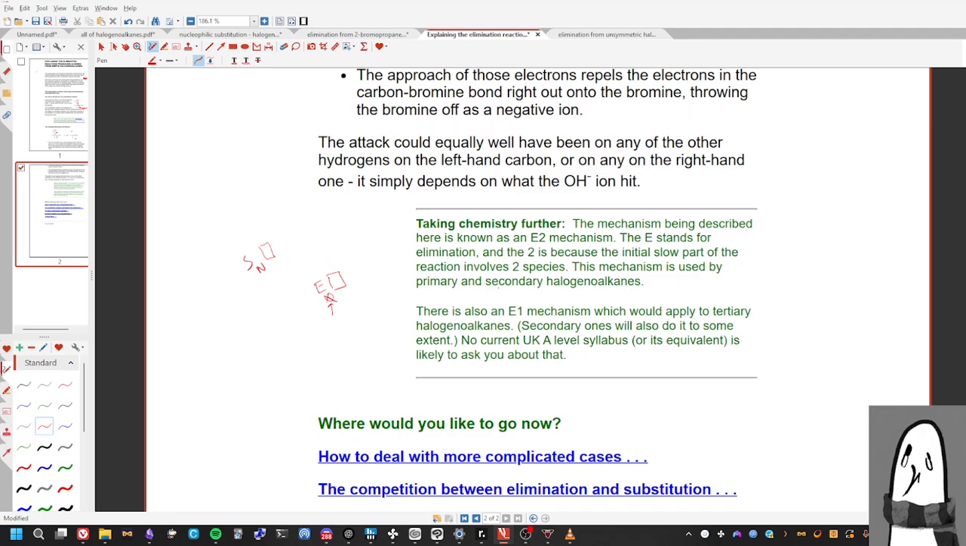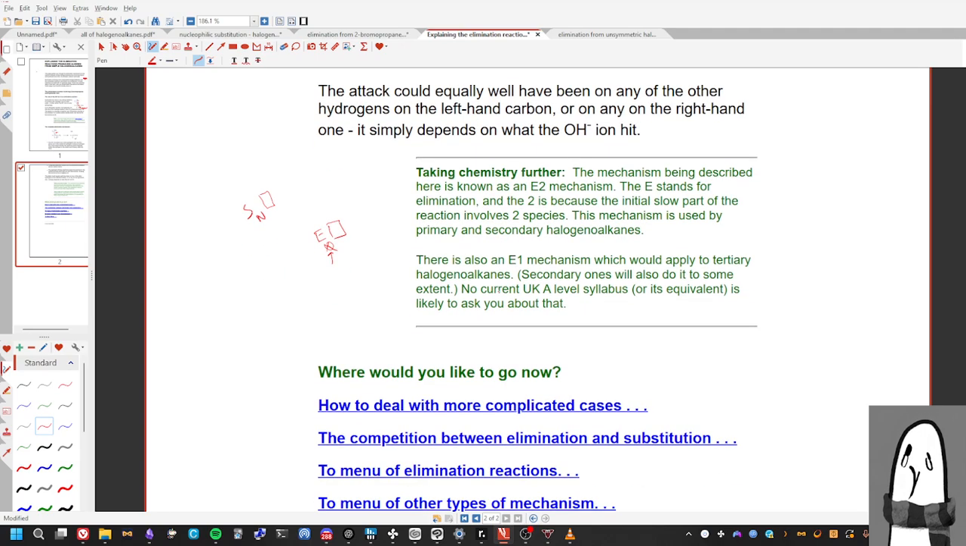Now, there's also the E1 mechanism, which would apply to tertiary halogenoalkanes. Secondary ones would also do it to some extent. No current UK syllabus will ask you about that.